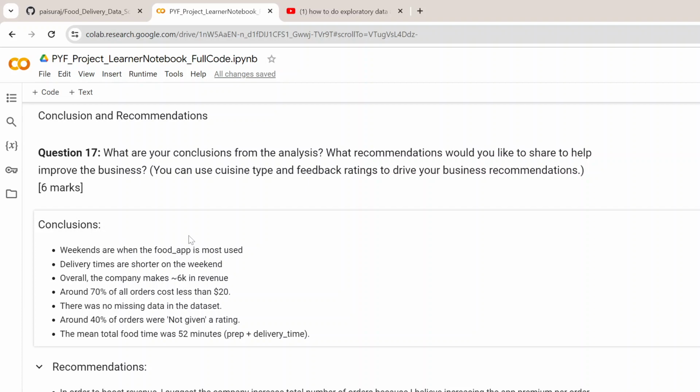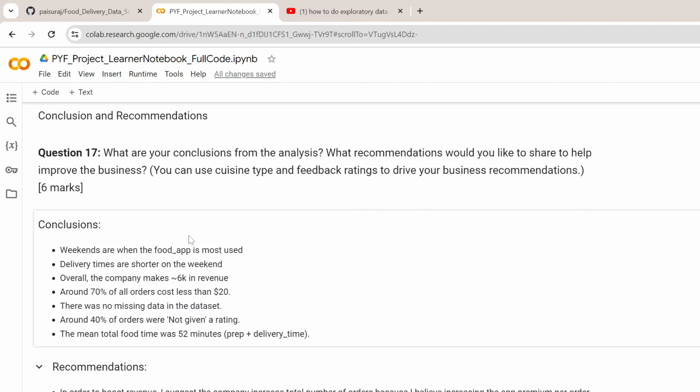So one, weekends on the food app were the most used. Delivery times are shorter on the weekend. The company was making around 6K in revenue. I'm not sure if I was misinterpreting, like perhaps the units were in millions or in thousands. I wasn't really sure. It wasn't given. But I guess it adds up to 6K of some kind. Around 70% of the orders cost less than $20. There's no missing data. 40% were not given a rating.